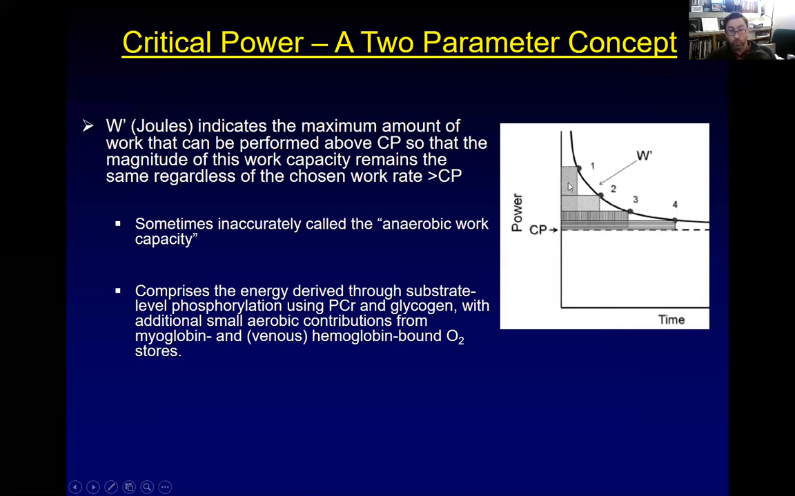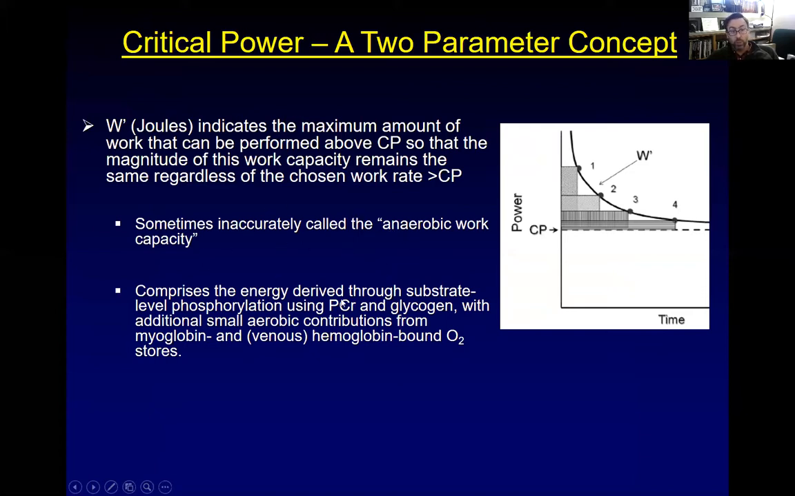And what happens, we call this work that can be performed over critical power W prime. But the crazy thing is we think it's a finite and fixed amount, okay? There is some amount, and each of these boxes that are drawn in here, if you calculate the area of all of these boxes, they're identical, okay? And so it has been characterized as an anaerobic work capacity that can be performed.